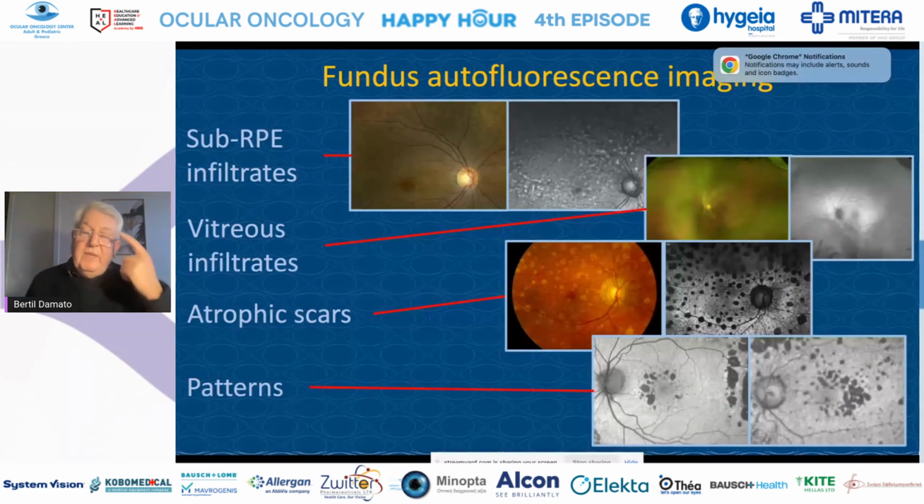Autofluorescence imaging is really valuable because it can show lesions that are invisible ophthalmoscopically or very difficult to see ophthalmoscopically. And when there are active lymphomatous deposits under the RPE, you get hyperautofluorescence. And when you have RPE atrophy, you get hypoautofluorescence. And then these infiltrates also in the vitreous are also hypofluorescent. And sometimes you see characteristic patterns of scars around the macula and so on.